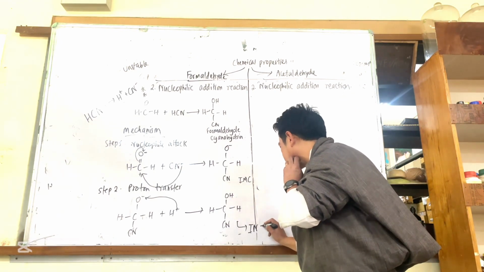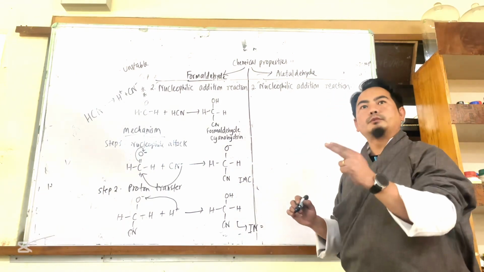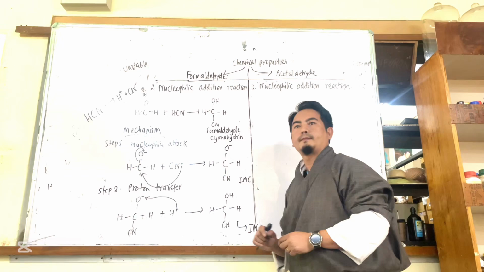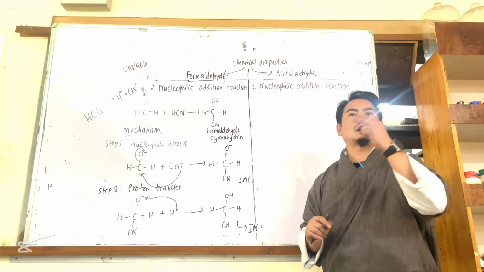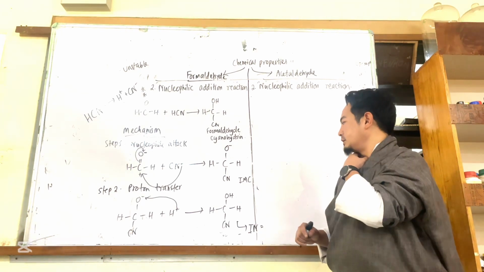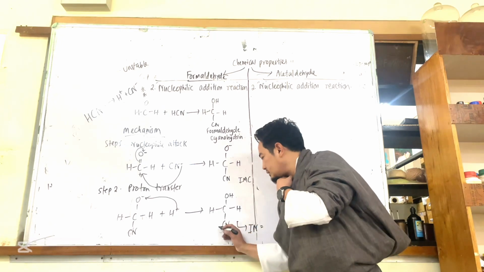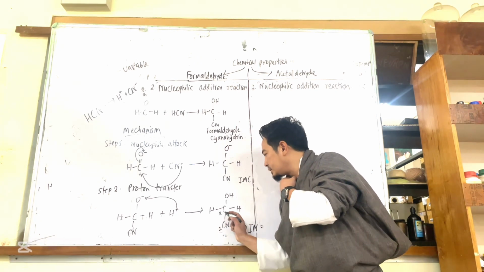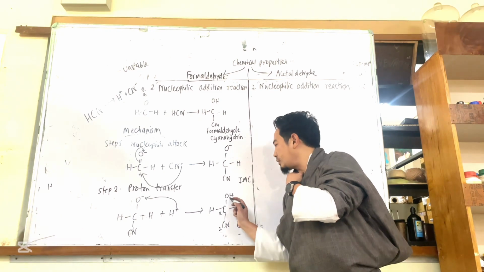To know the IUPAC name, you have to select the longest chain. So the chain will be this and this will be the longest chain. So there are 2 carbons. 2 carbon means ethane, isn't it? And let us number it. Carbon number 1 because it is the terminal carbon. Carbon number 2 here. So carbon number 2 has the OH group.